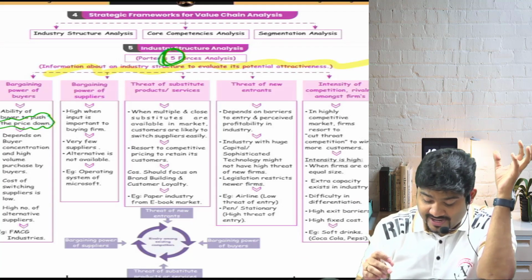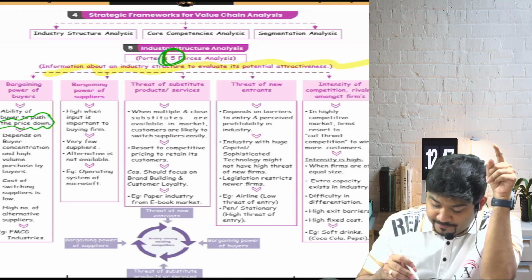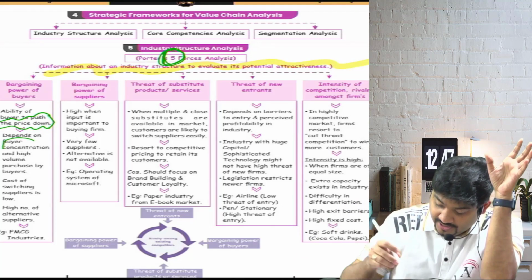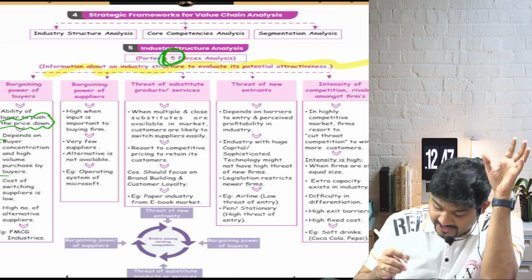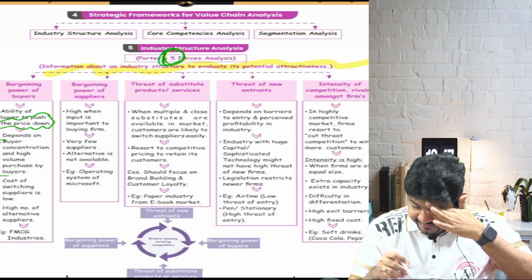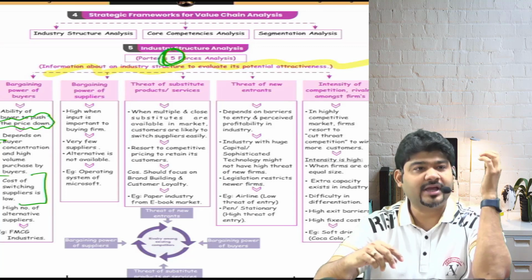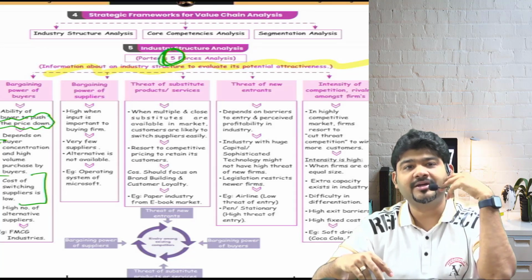So the ability of buyers to push the price down depends on buyer concentration and high volume purchases by buyers, and the cost of switching suppliers being low. Can anybody tell me what the cost of switching suppliers is?